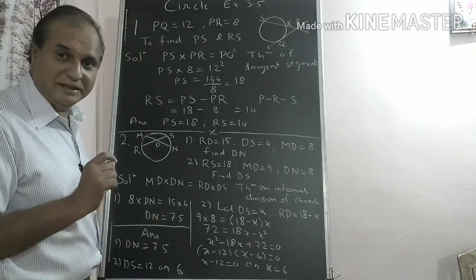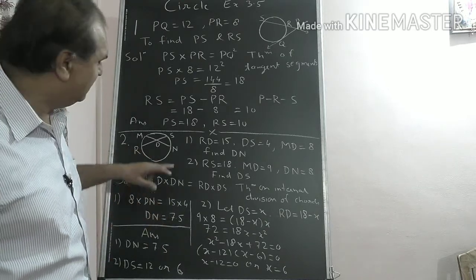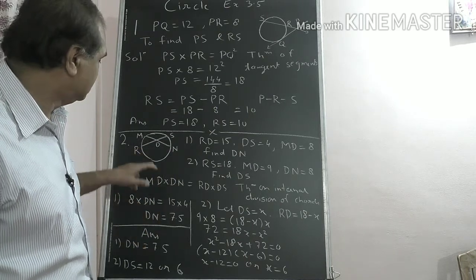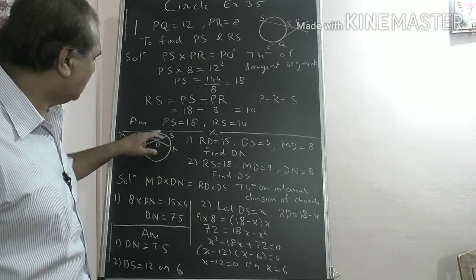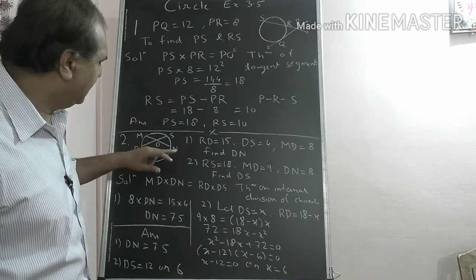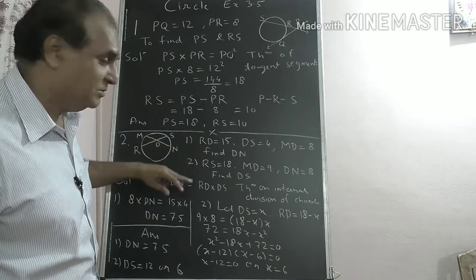Any doubt, you write. Second sum, looking at the figure given, you understand the theorem on internal division of chords. MN and RS are chords intersecting at D. So MD, DN are four parts, RD and DS. So there are two sums.